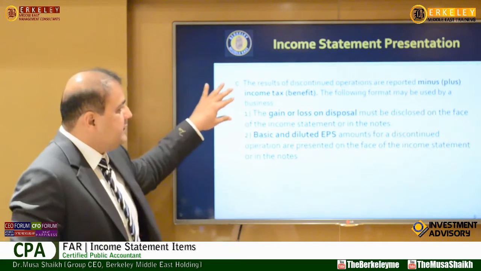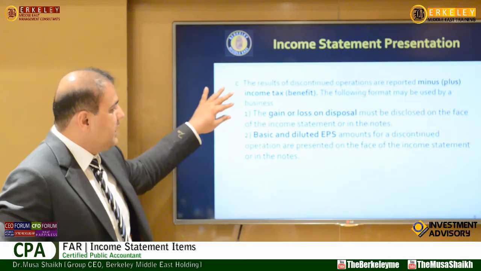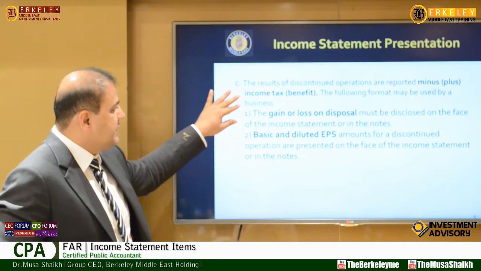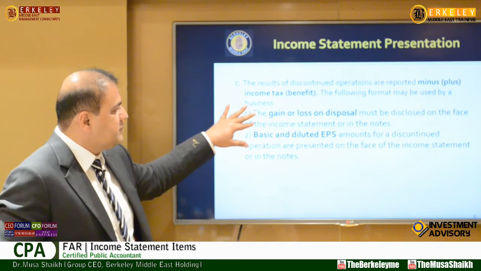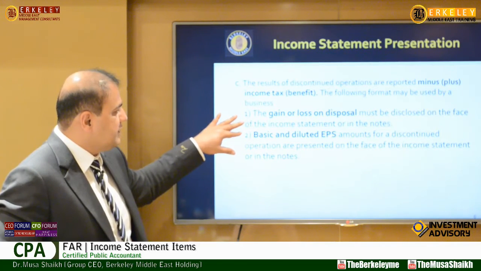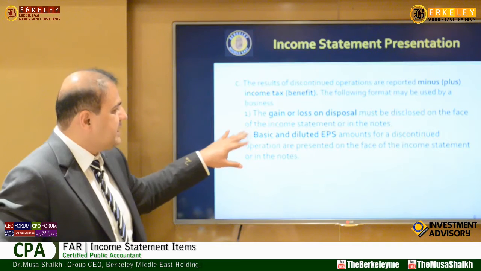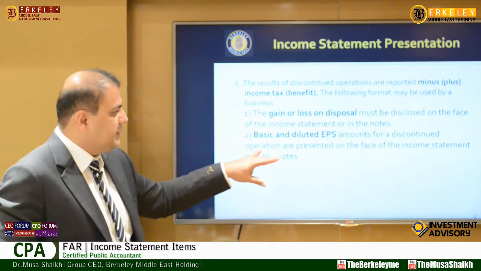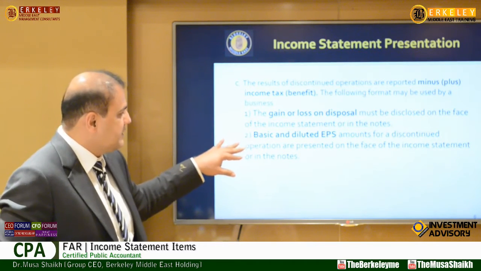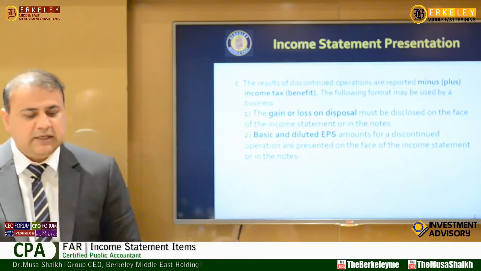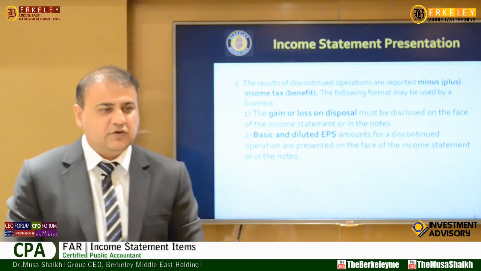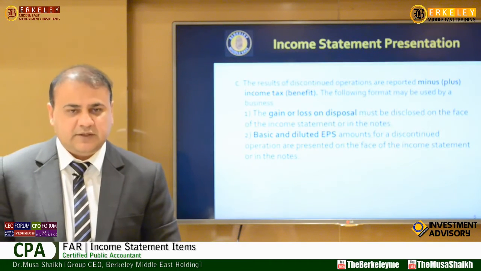It says the results of discontinued operations are reported net of income tax benefit if there is a gain or loss, right? Gain and loss on disposal must be disclosed on the face of the income statement. Basic and diluted earning per share amounts for a discontinued operation are presented on the face of the income statement or can be in the footnotes, depending on the scenarios.